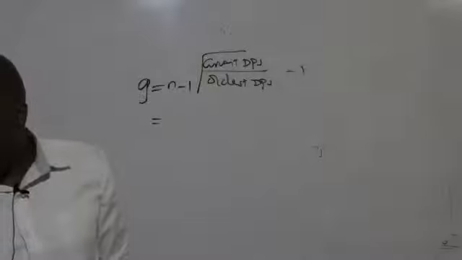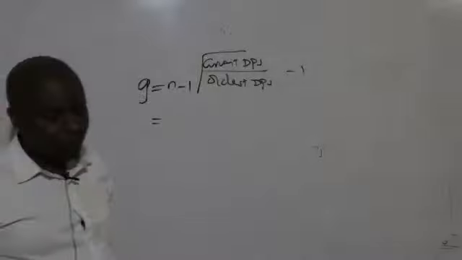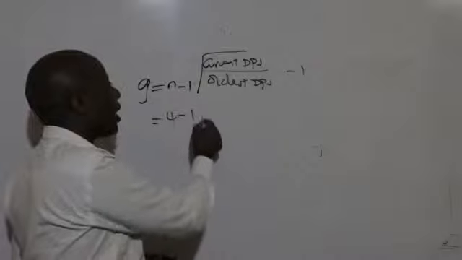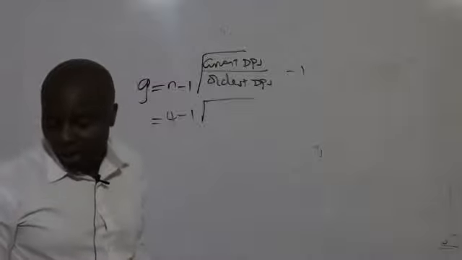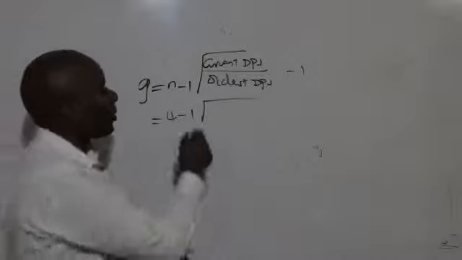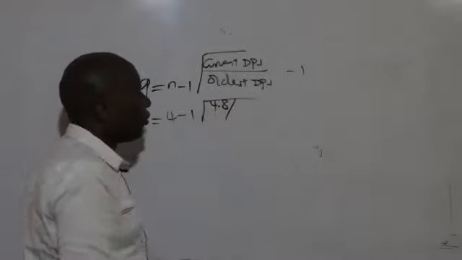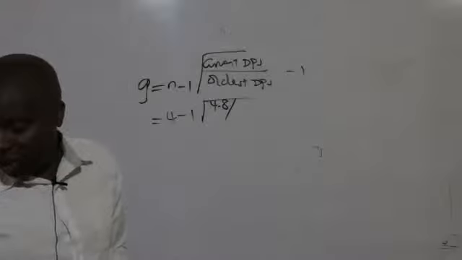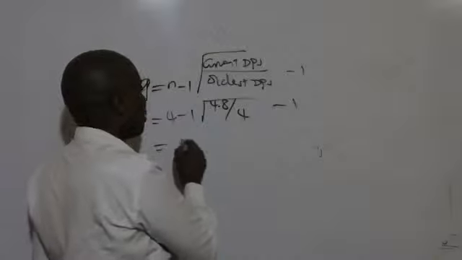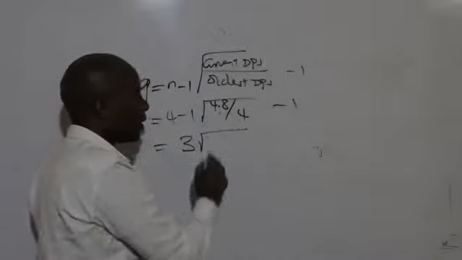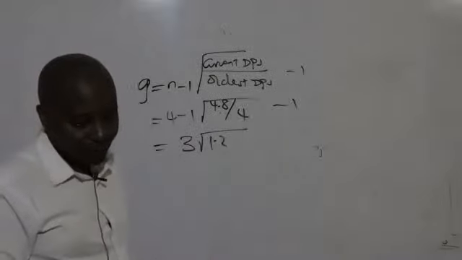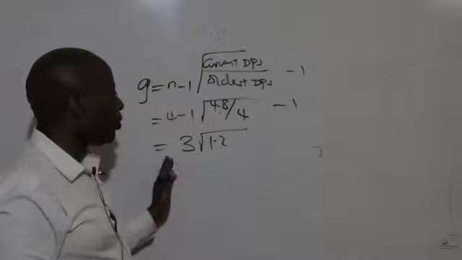4 years there. I can see the years are 2018 to 2015, so we have 4 years. So 4 minus 1, into current dividends per share. Current dividends per share, what do we have there? 4.8. So we have 4.8 over the oldest dividends per share. Oldest dividends per share, we have 4. 4 minus 1. So this will be the cube root of 4.8 divided by 4. That must be 1.2. So the cube root of 1.2.